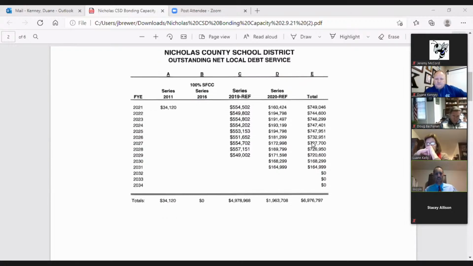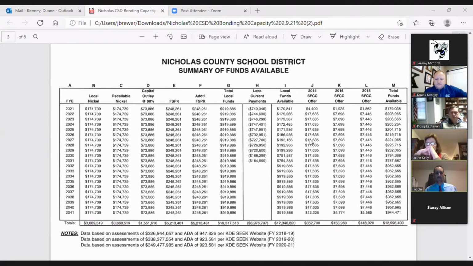However, if you turn to page 2, we'll go over the various revenue streams that are available and what they equate to in your district. Column B is referred to as the local nickel. Every district in the state has at least one of these. It's your local taxing effort, equivalent to 5 cents per $100 of assessed property value. And in Nicholas County, you've actually got 2 of these. So column B represents $174,739. Column C, the second nickel, an additional $174,739.